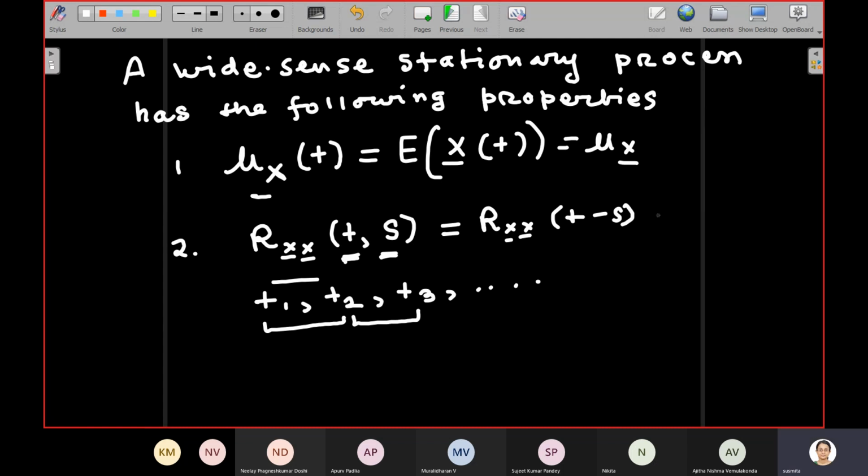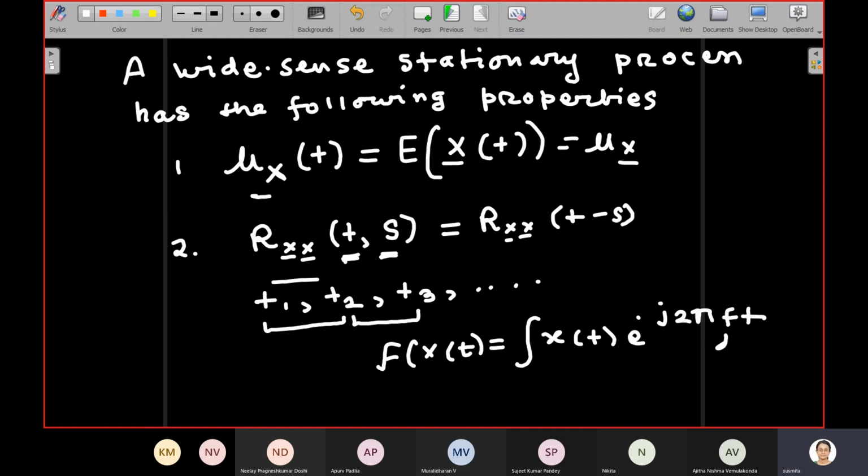The random process. But there is a problem. What is the problem? The problem is if you take the Fourier transform, we know that the Fourier transform of any function x of t is the integral of x of t times e to the power minus j 2 pi ft dt, right? And when we integrate it from minus infinity to plus infinity. So this is how we define the Fourier transform.